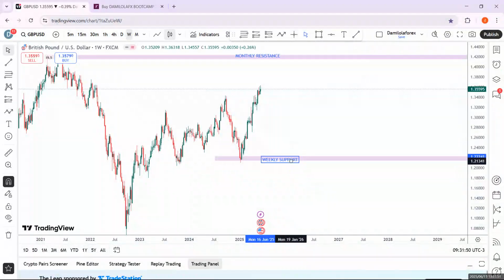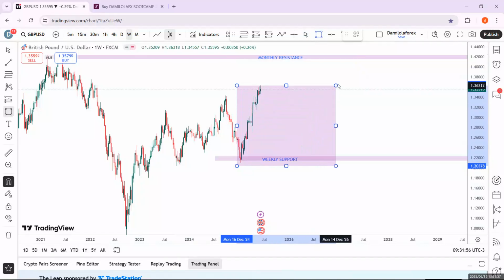Okay, so this is a weekly support. This is a monthly resistance point. And what are we now going to do? We are now going to take all the entire structures from the low to the high here and read these bullish structures. So by the time we read these bullish structures, we are going to get better information on what is going on with prices.